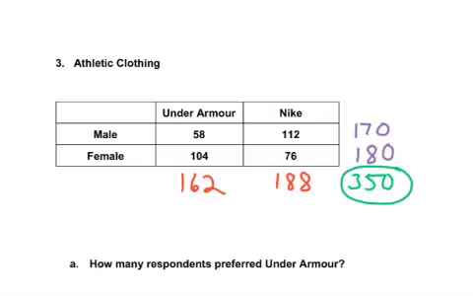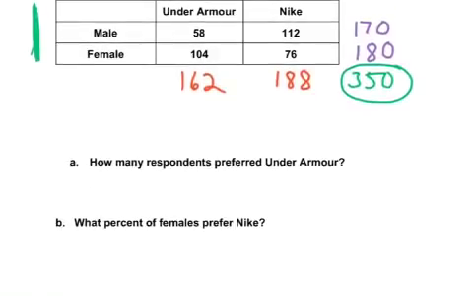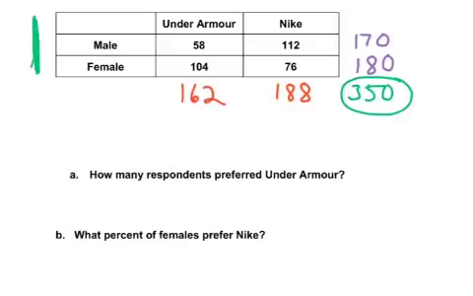And again, it looks like we're comparing gender over here, male and female, to the type of athletic clothing they like, whether they prefer Under Armour or Nike. So, take a look at question A. Question A just asks, how many respondents prefer Under Armour? So, are they asking for percent here? No, they just want to know how many people preferred Under Armour. So, Victoria, how many people preferred Under Armour? 162. Very good, 162. So you just go up to the Under Armour column, which is right here. The total is 162.